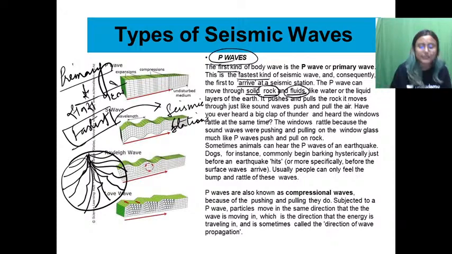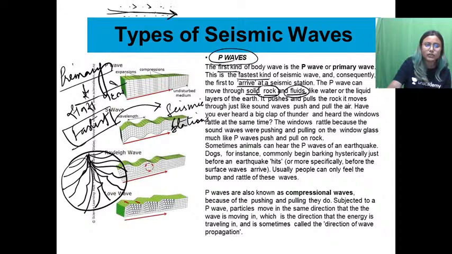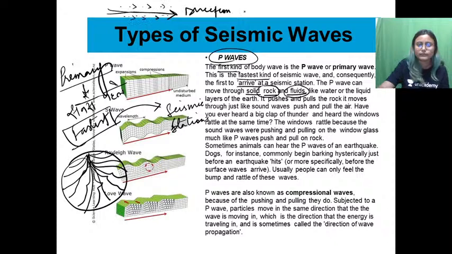And also there is one question which is very important: the direction of wave propagation and the direction of the particles. The direction of the wave and the rock particles are always parallel, or in the same direction, in case of primary waves. So if the P waves are moving in this direction, then the particles around the P waves also move in the same direction. So in case of primary waves, the direction of wave propagation is the same, right?